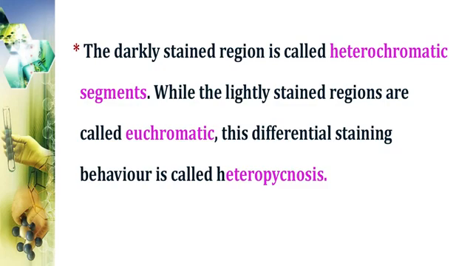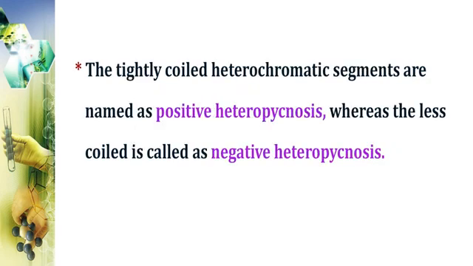The chromosomes show differential condensation, and some regions take more stain and other regions take less stain. The darkly stained regions are called heterochromatic segments, while the lightly stained regions are called euchromatic. This differential staining behavior is called heteropyknosis. The tightly coiled heterochromatic segments are named positive heteropyknosis, whereas the less coiled are called negative heteropyknosis.